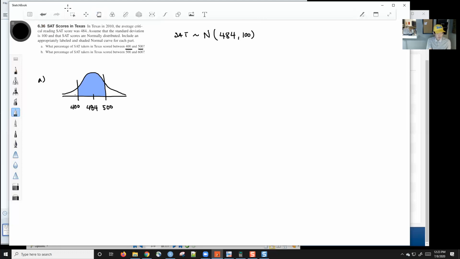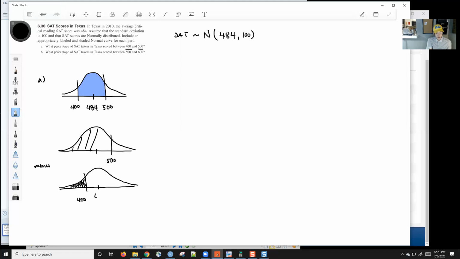So what we're going to do is find the area less than 500, and then we're going to subtract the area less than 400. So we're going to find this area, and then we're going to subtract off this area.